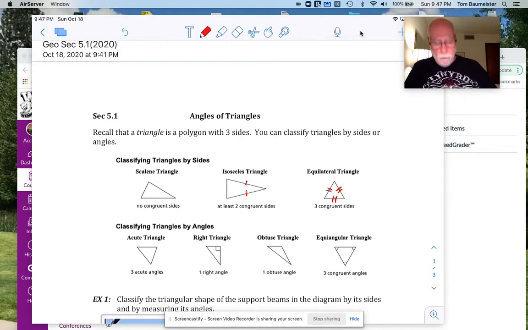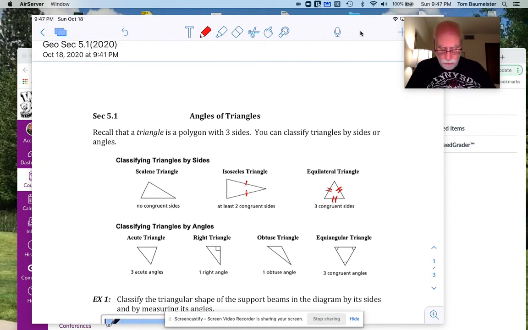If we classify them by angles, an acute triangle has three acute angles. Remember, I told you they're small. Think, oh, what a cute little angle. A right triangle has one right angle. And again, if one of them's right, then you know that the other two have to add up to 90 degrees because a right angle is 90 degrees. So that means that the other two also have to be acute angles.